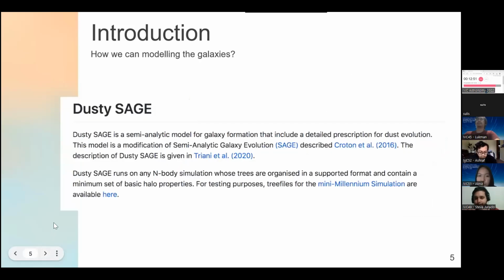Okay, next. Now, how can we model the galaxies? We know Dusty Sage. Dusty Sage is a semi-analytic model for galaxy formation that includes a detailed prescription for dust evolution. This model is a modification of the semi-analytic galaxy evolution model given by Mrs. Priani. Dusty Sage runs on any N-body simulation whose trees are organized in a supported format and contain a minimum of basic halo properties. Next.